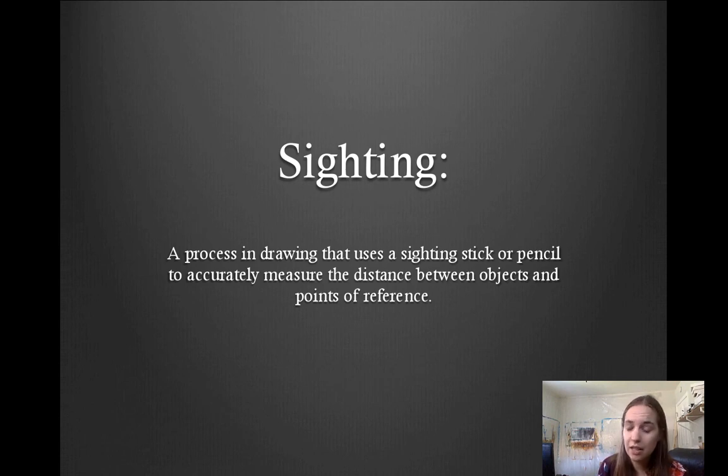So sighting is a process of drawing that uses a sighting stick or a pencil to accurately measure the distance between objects and the points of reference. So your pencil is your sighting stick. Have you ever seen artists hold their thumb out like this? That's them using their thumb as a sighting stick. We're going to use a pencil.